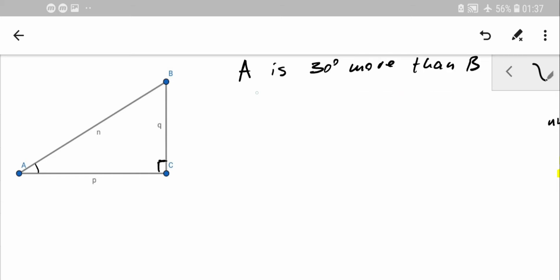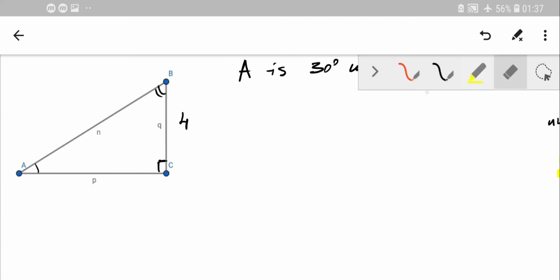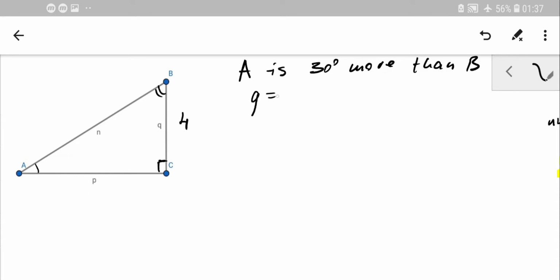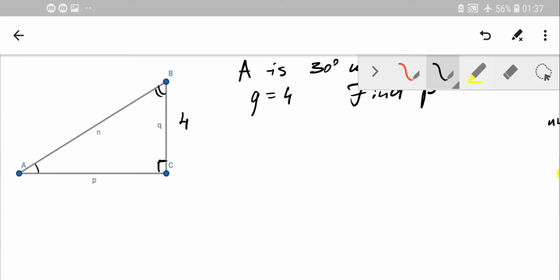Okay, I even raise x. So that's your task. So angle A is 30 degrees more than angle B. Okay, you don't know angle itself. Okay, so next you're given this leg is 4. And that's it actually. You need to work out P. So you're given that Q is 4, so find P. So find this leg.